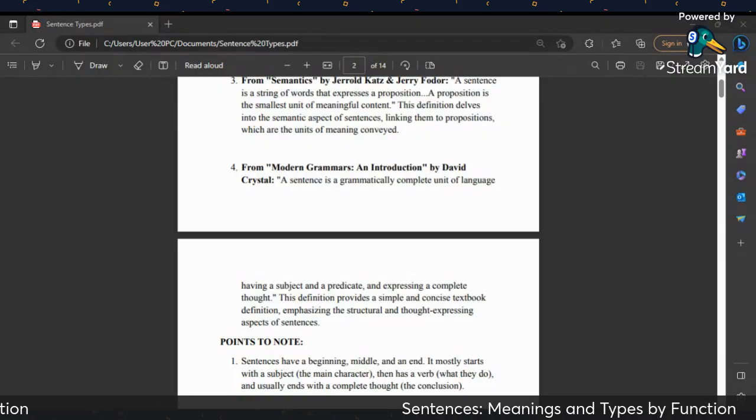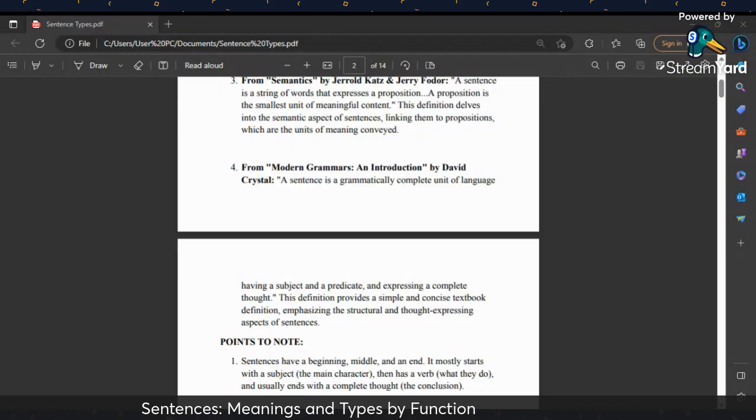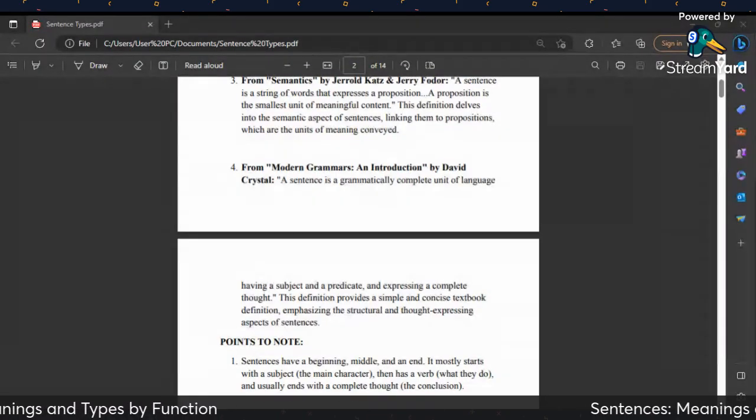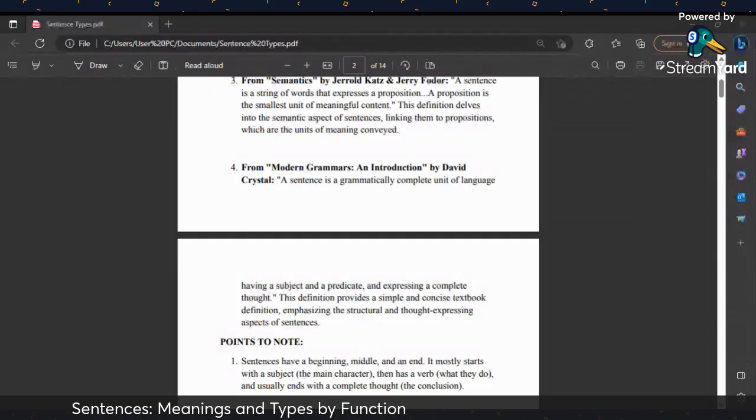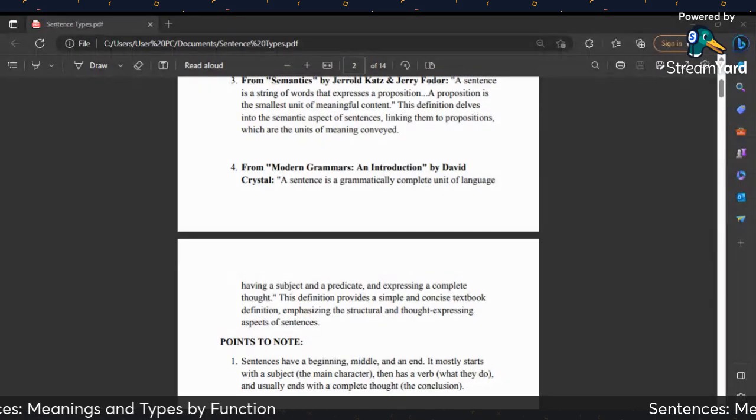David said a sentence is grammatically complete. The first point to note: sentences must be grammatically complete and must have a subject and a predicate. Even if the subject is not explicitly stated, it should still refer to a subject and a predicate, and it must express a thought.